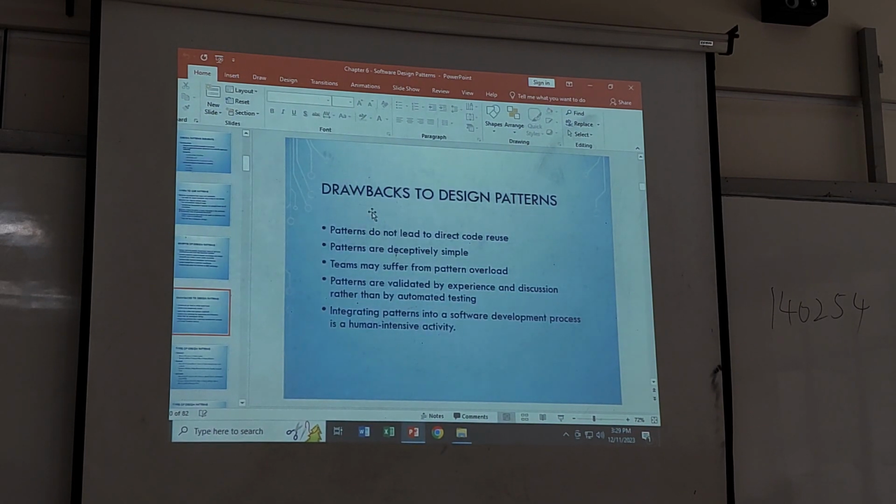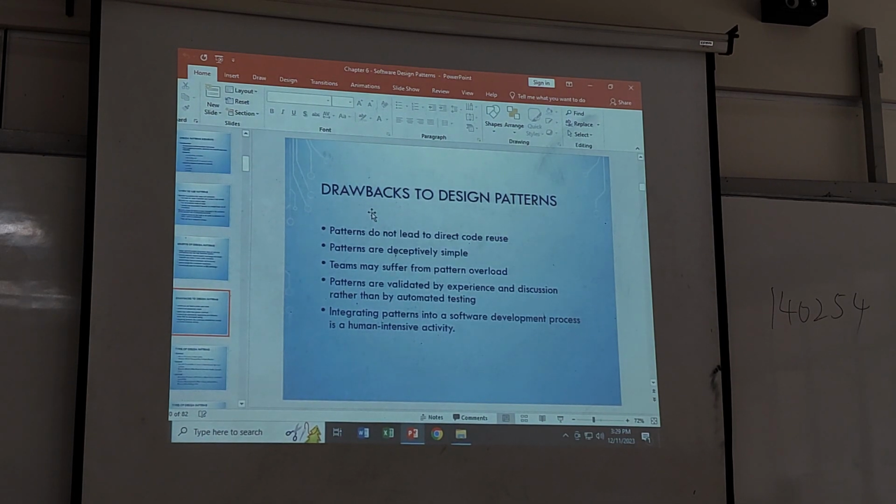Teams may suffer from pattern overload. Patterns are validated by experience but not by testing. Understand? Okay, because a pattern is the experience of previous projects or previous people. It's validated by experience. Integrating patterns is a human-intensive activity. Okay, so therefore you may need to have more people, or those people will be involved intensively, working and understanding the pattern and how to integrate and implement it, and so on.